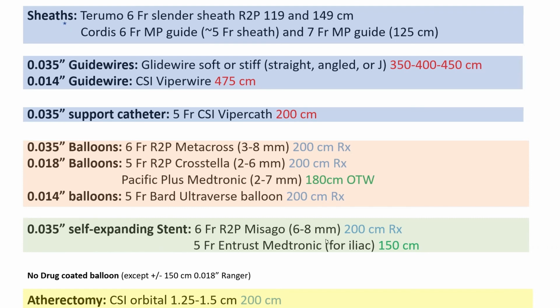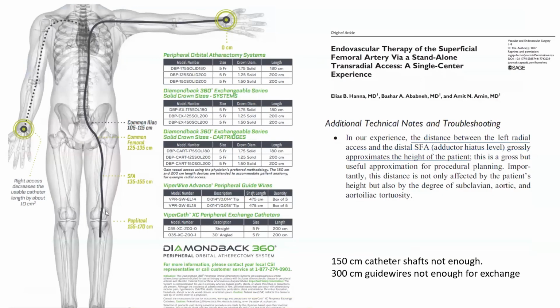Anyway, another system that can be used is the 5 French Intrast by Medtronic, but it's shorter. It can be used for iliac. There is no drug-coated balloon that has long enough shaft. The only one is the 150 centimeter Ranger, but that, like I said, is only useful in shorter individuals for maybe proximal SFA. The atherectomy system, the only one that comes that long is the orbital atherectomy system, from the same company that manufactures the Viper cath and the Viper wire. The CSI orbital atherectomy can reach 200 centimeters, so you can treat basically all length of SFA up to an individual who is 200 centimeter in height.